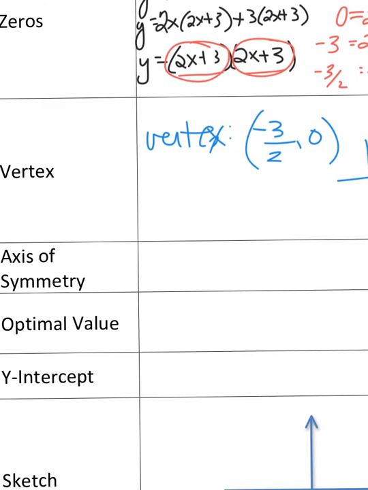We have axis of symmetry. So it's going right down through the middle through the vertex. So the axis of symmetry is going to be x equals, because it's a vertical line, negative 3 over 2. The optimal value is 0. That's the y-coordinate of the vertex. And what's the y-intercept? Not the same thing as the optimal value.